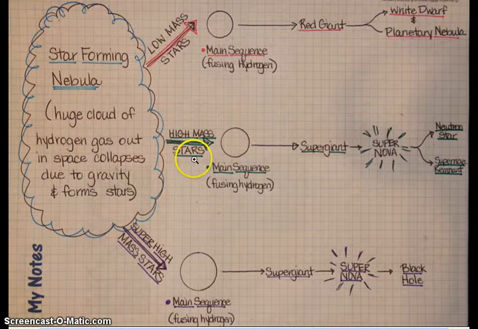Then we have high mass stars. While they are fusing hydrogen, they are considered a main sequence star. Then they swell into a supergiant while they are fusing heavier elements. They blow up in a supernova explosion. The core that is left collapses gravitationally, forming a neutron star. And then all of the outer layers that were blown off form a supernova remnant. Then we have what happens with the highest of the high mass stars. Main sequence star forms a supergiant when you are done fusing hydrogen, forms a supernova, and then collapses and forms a black hole.